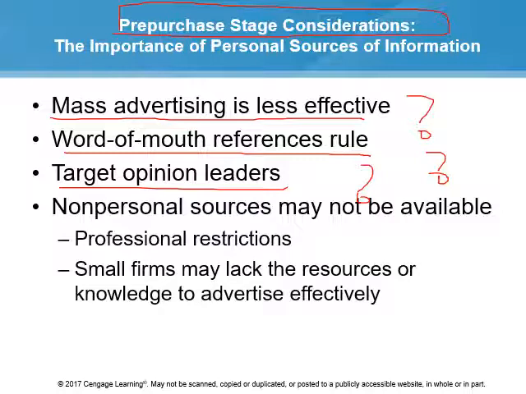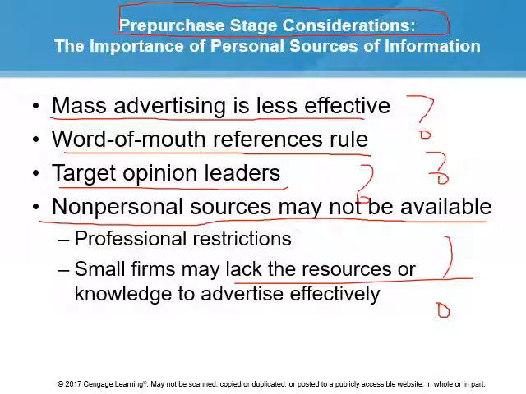But what he has done is provide you one reason because of which mass marketing may not be that effective, and that is non-personal sources may not be available. So the consumer may not be exposed to different kinds of non-personal information that we use to make decisions about products and services. Sometimes you have professional restrictions. Sometimes small firms do not have the resources and the knowledge to advertise effectively. So these are in front of you, some of the reasons, but there are still so many different strategies that we need to discuss.